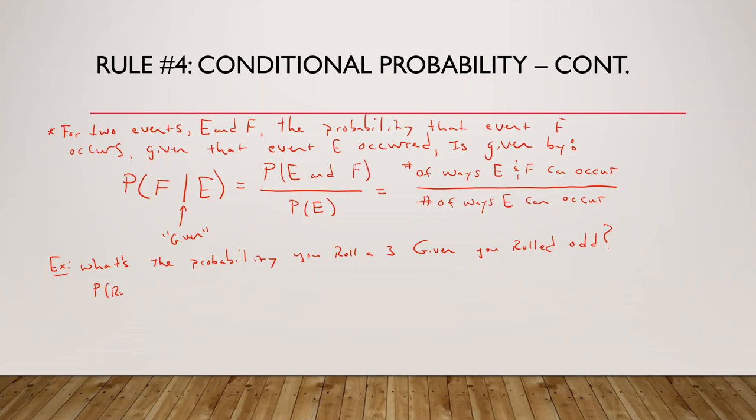Let's find the probability you roll a 3, given you roll odd. So this is my F, and this is my E. For this example, I'm going to use this formula here. It's the probability of E and F, so the probability you roll odd and you roll a 3, divided by the probability of E, the probability you roll an odd number.